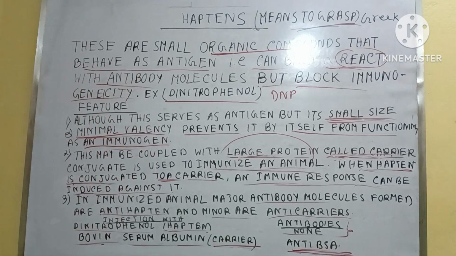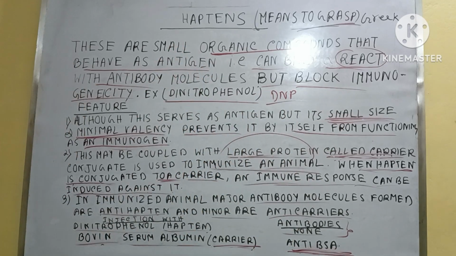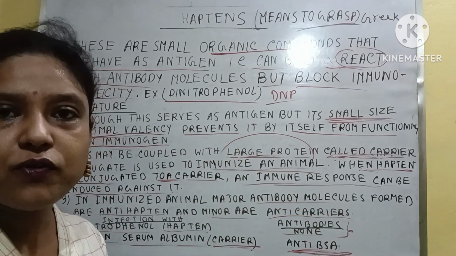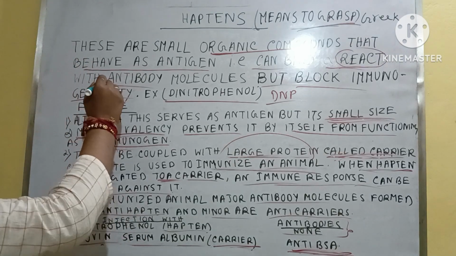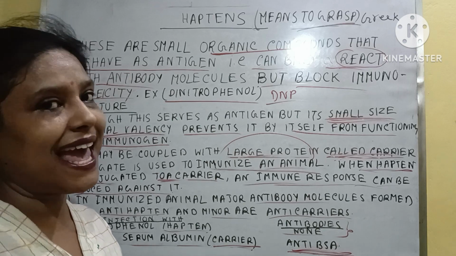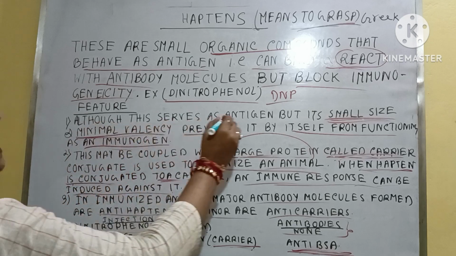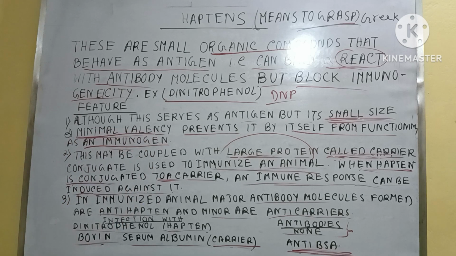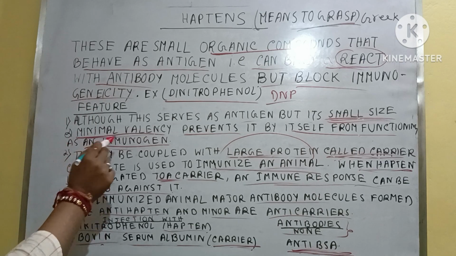Okay, so what is the example? Example is the DNP, or dinitrophenol. Clear? So these are the haptens. The hapten is one kind of organic substance that has the capacity to bind with the antibody molecules but stops the immunogenic activity. And its feature is that although this serves as antigen, its small size and minimal valency prevent it by itself from functioning as an immunogen.